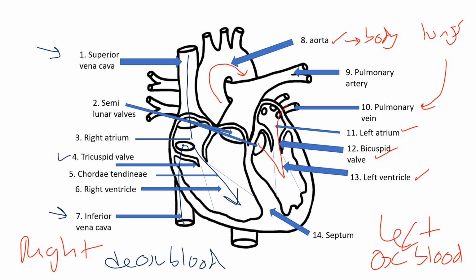through the tricuspid valves and into the right ventricle. The right ventricle will then contract and the blood will be pushed via the pulmonary arteries to the lungs.